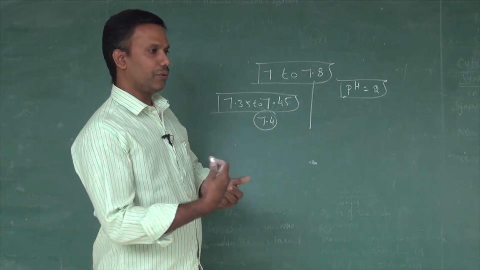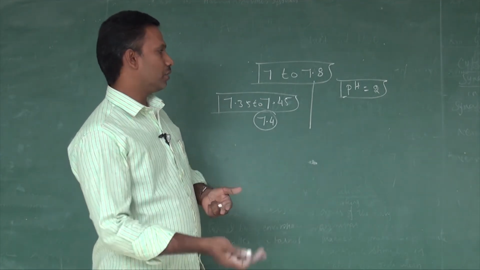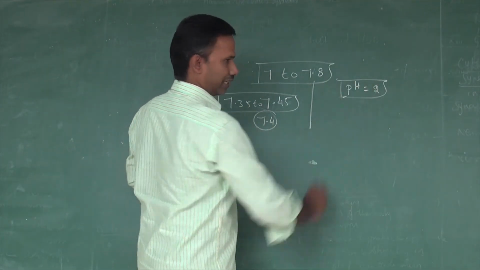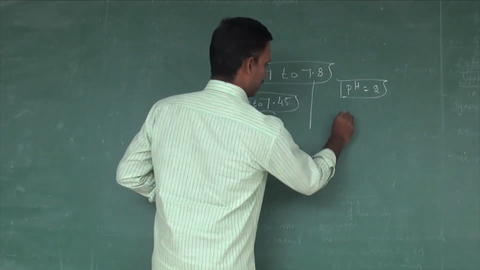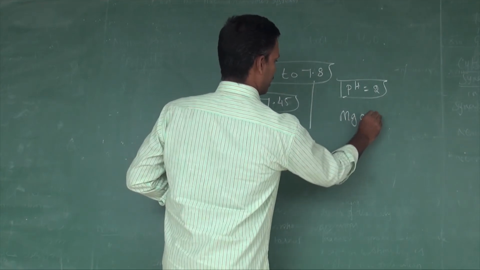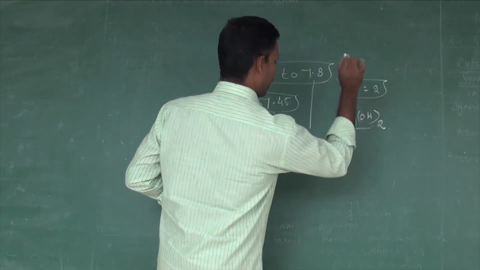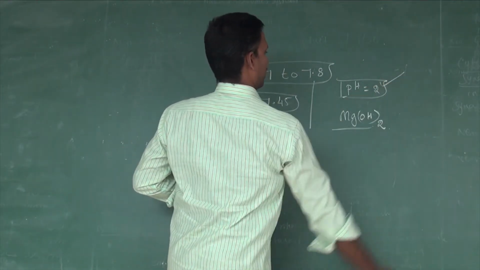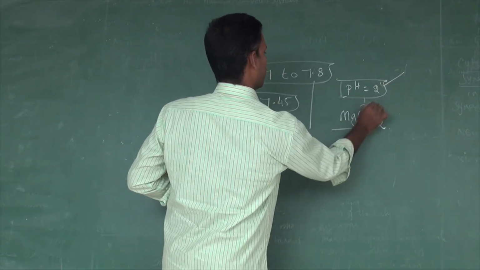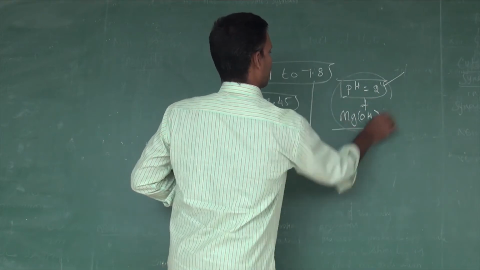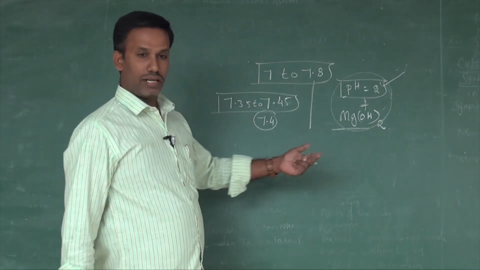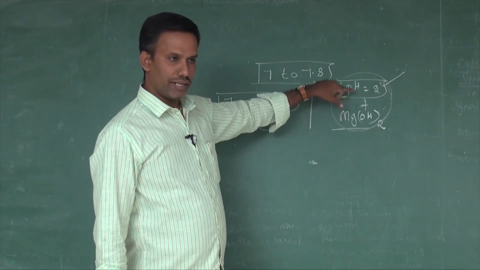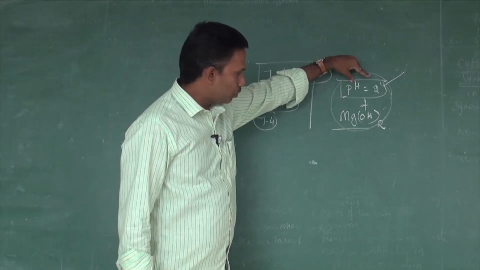Then when you have stomach trouble, you take a basic substance like milk of magnesia, magnesium hydroxide. Milk of magnesia, that is magnesium hydroxide, is a basic substance. When the acidity increases, it is neutralized by the basic substance. After the neutralization, you are relieved from the burning sensation of the stomach. So the pH of the stomach fluid is 2.